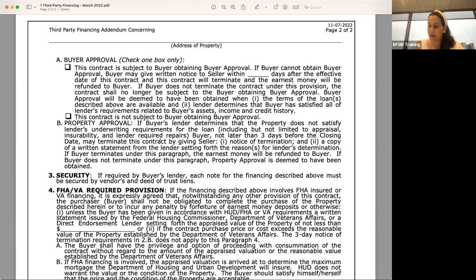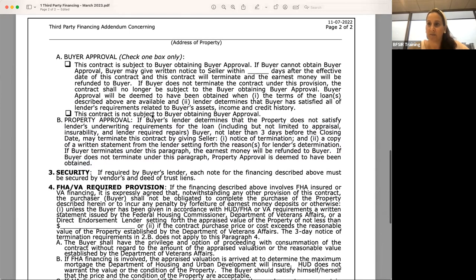Okay. Any questions? I know we're spending a lot of time on this document, but this one is so important to what you guys are doing. So it's really, really important to understand it.